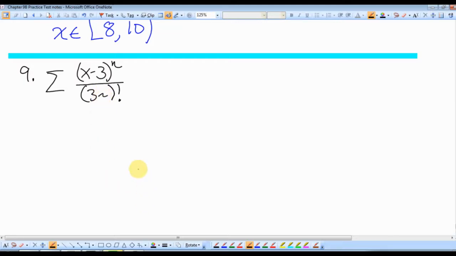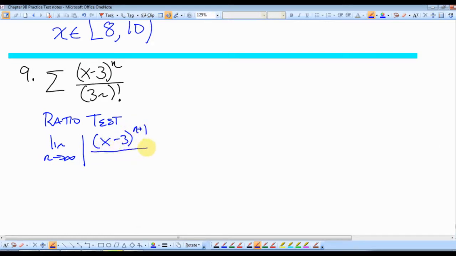Okay, I think we can see this is not geometric, so we can use the ratio test already. Awesome. Limit as n goes to infinity of x minus 3 to the n plus 1 over, oh boy, 3 times n plus 1 factorial.